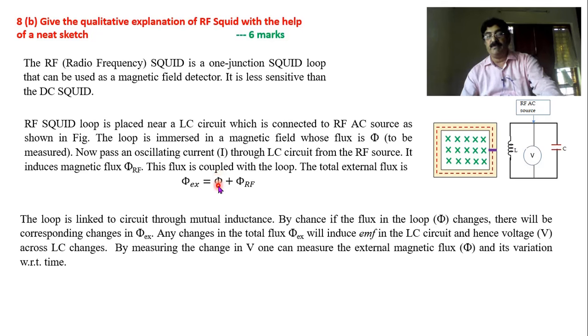I told you, where there may be some problem in the heart, there may be some problem in the brain, veins are compressed or veins are enlarged due to age factor. So phi will change. Then there will be phi external change. Next sentence, any change in the external flux will induce EMF in the LC circuit.